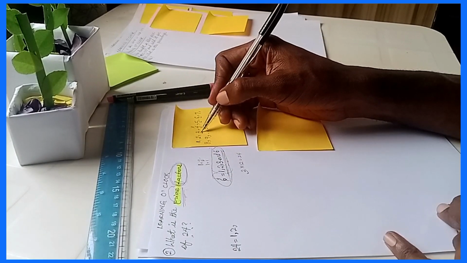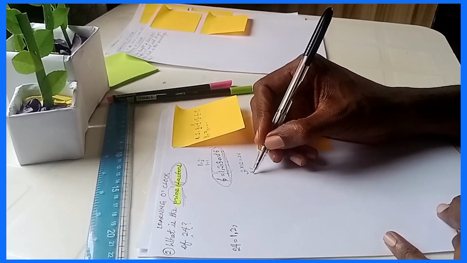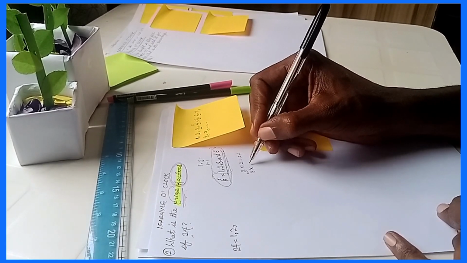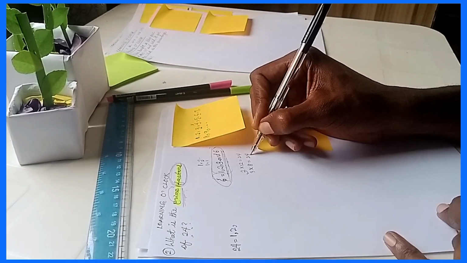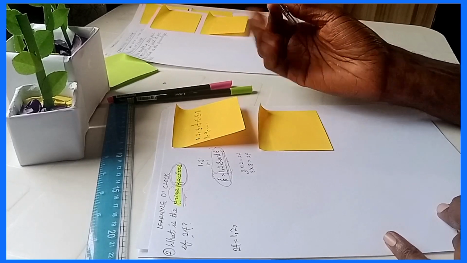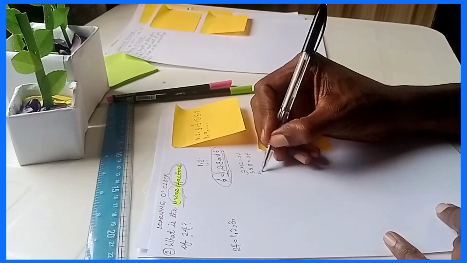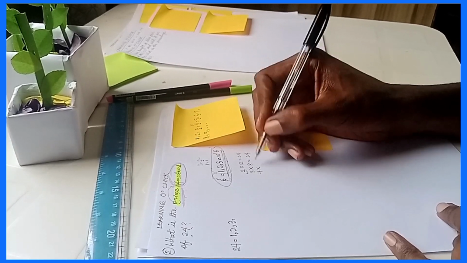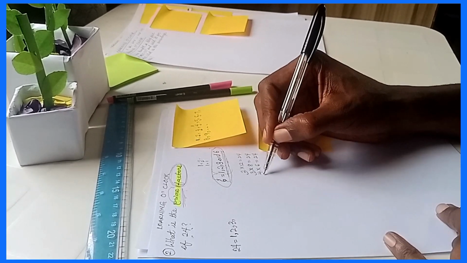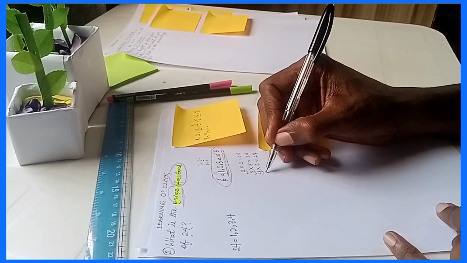Now, how about 3? Yes, 3 is a factor, because 3 times 8 is 24. And also 24 divided by 3 is 8, so no remainder. How about 4? Yes, 4 times 6 is 24. So that makes 4 a factor of 24. So how about 5?